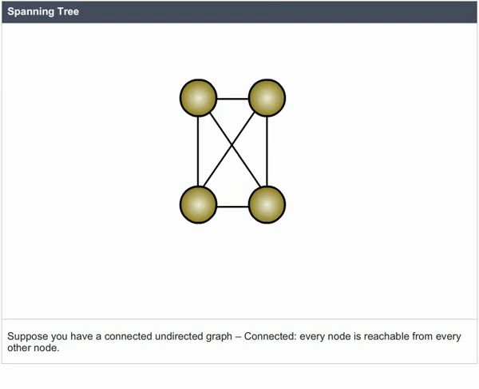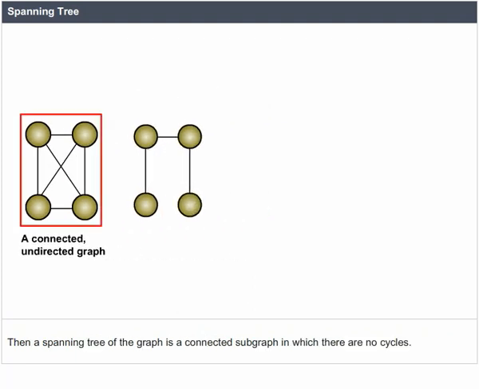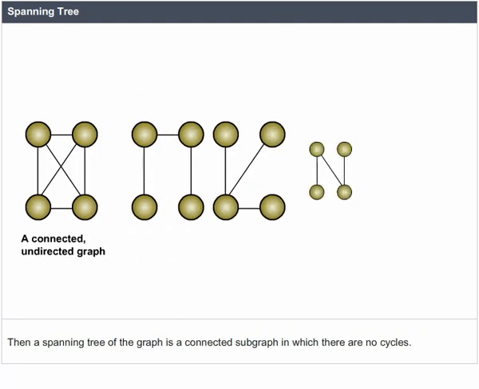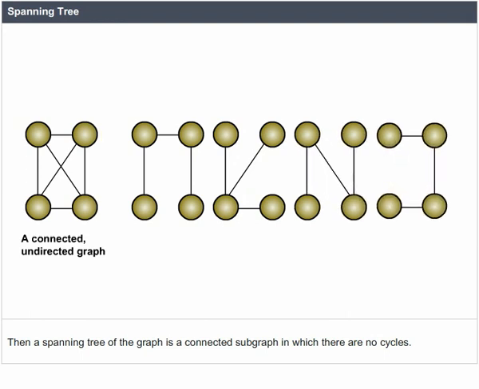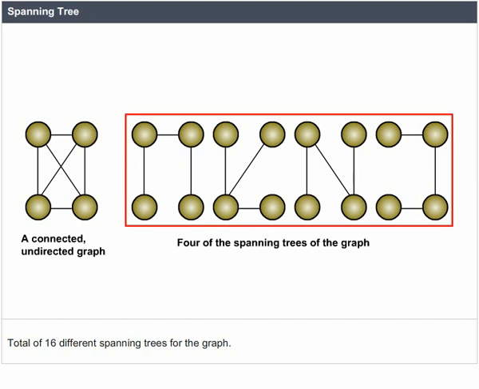Spanning tree. Suppose you have a connected undirected graph. Connected: every node is reachable from every other node. Undirected: edges do not have an associated direction. Then, a spanning tree of the graph is a connected subgraph in which there are no cycles. There are a total of 16 different spanning trees for the graph.